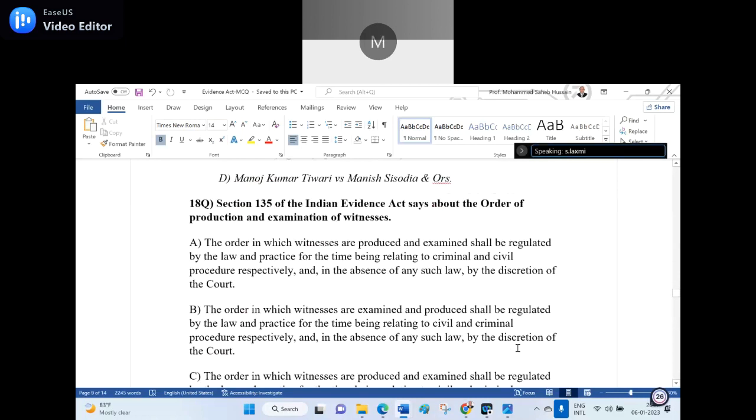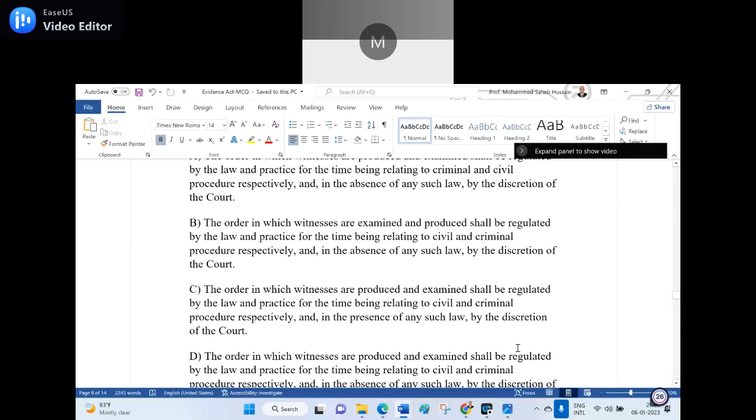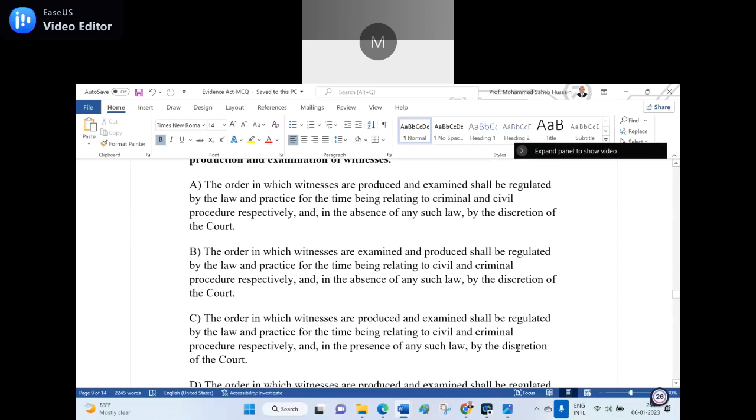Okay, but anyway, 18th question. Section 135 of the Indian Evidence Act says about the order of the production and examination of the witnesses. See, I made the A, B, C, D here. I don't know how far we can make it out. Let us make a trial.